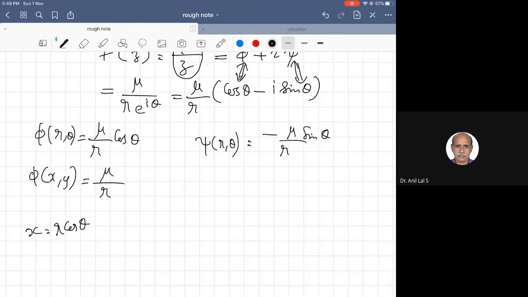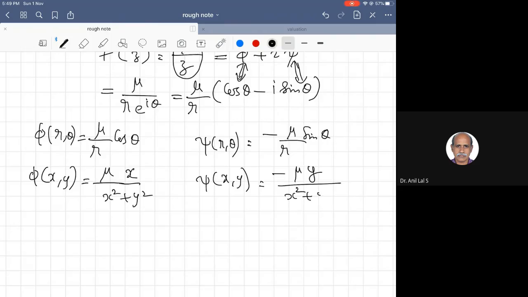So therefore cos theta is equal to x by r, and this is r into r, this is r squared. So r squared in Cartesian coordinate system is x squared plus y squared. Similarly, psi of xy we can write as minus mu y by x squared plus y squared. This is in polar coordinate system, this is Cartesian coordinate system.